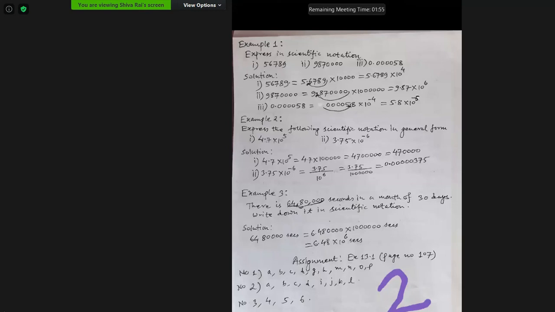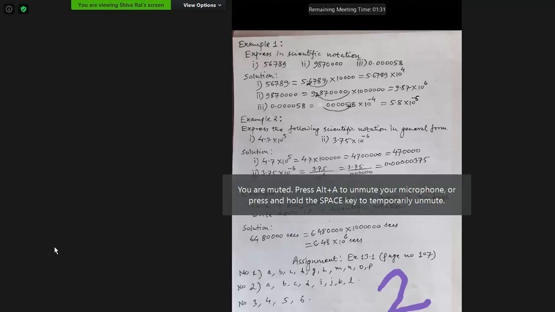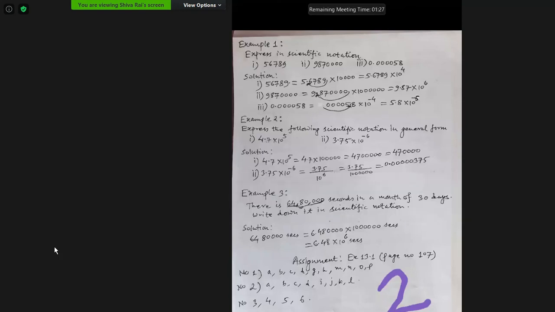Now example number 3. You look, 648,000 seconds in a month of 30 days. Write it down in scientific notation. This is a question from the book, the same question I am giving you here. You can check whether this many seconds is in 1 month or not. But here our aim is how to convert that very large number, 648,000 seconds, into scientific notation.